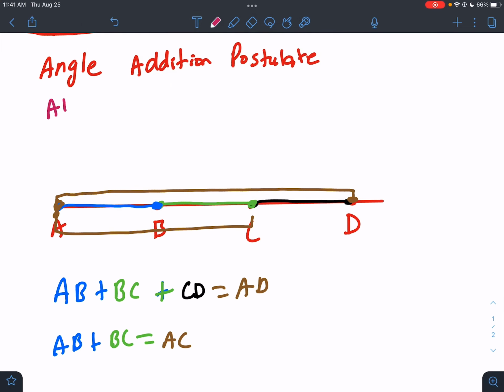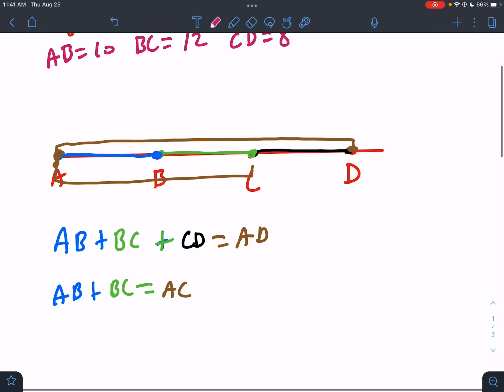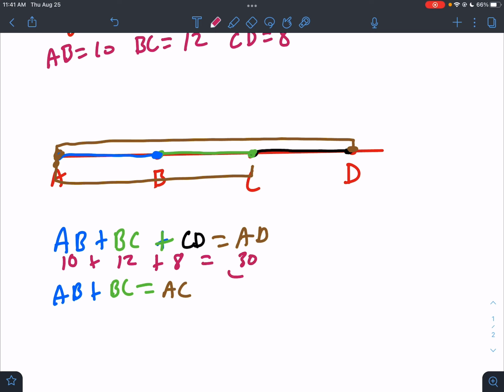If I told you that AB equals 10, BC equals 12, and CD equals 8, I'm just making numbers up, we would know that AB would be 10, BC would be 12, CD would be 8. We add those together. That means AD, the entire thing, would have to be 30 units long. Plug in 10 plus 12, A to C, that is 22 units long. Boom, that's all there is to it.